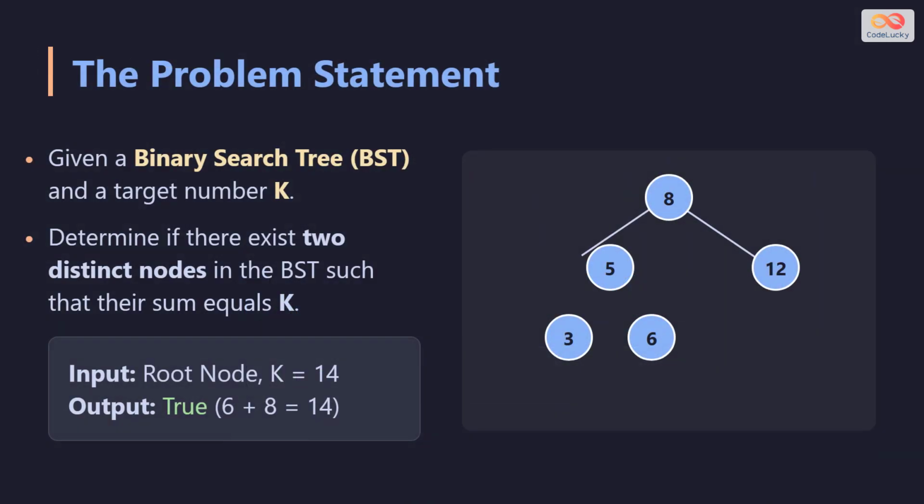Here is the problem. You are given the root of a binary search tree and a target number k. You need to return true if there are two distinct nodes in the tree whose values add up to k, otherwise return false. For example, in this tree, if our target is 14, we can see that 6 and 8 sum to 14, so we return true.